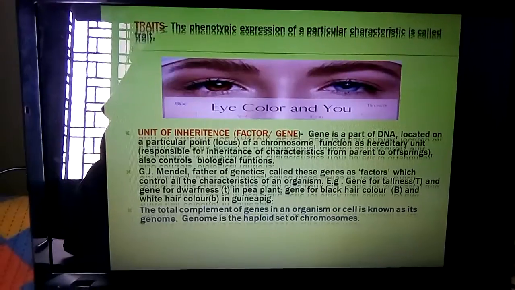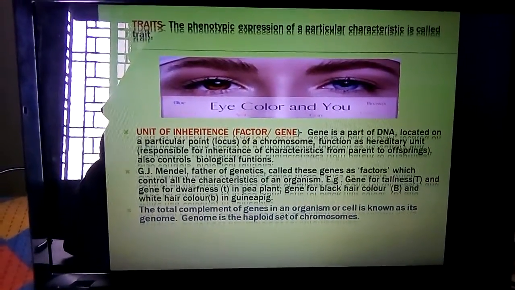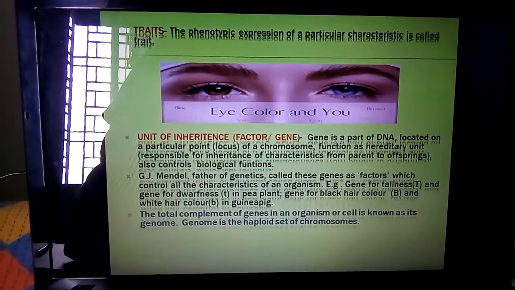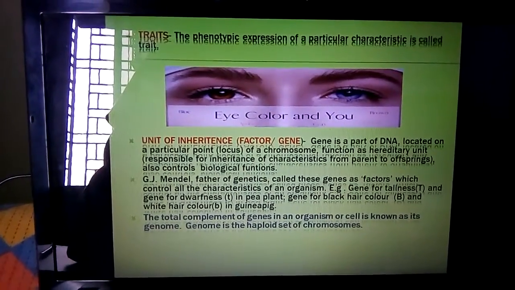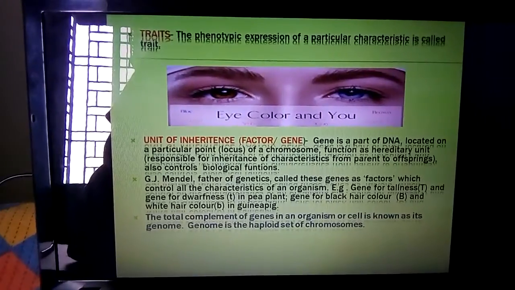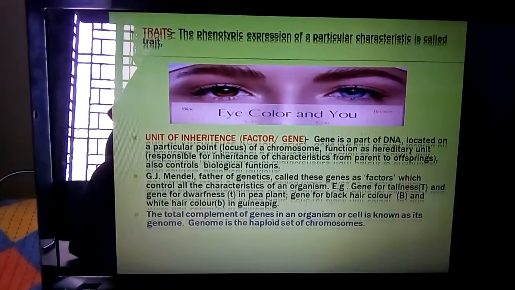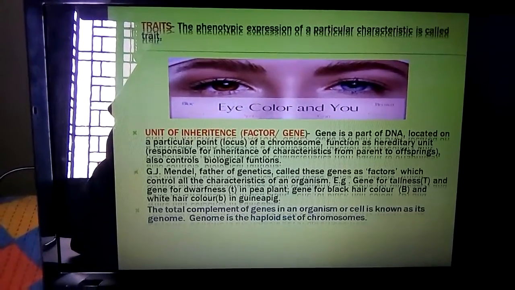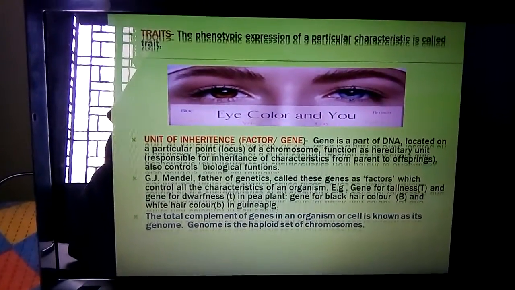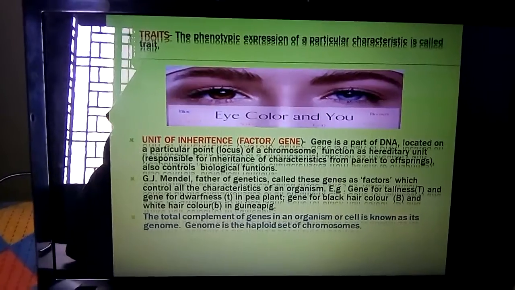For example, the gene for tallness is denoted as capital T, and the gene for dwarfness is denoted as small t in the pea plant. The gene for black hair color is denoted as capital B, and white hair color as small b in the guinea pig.